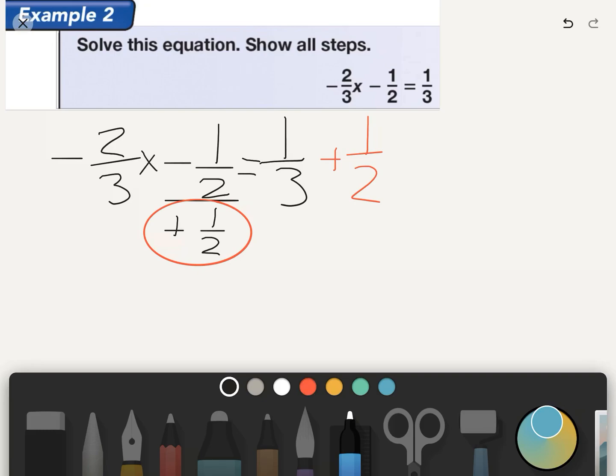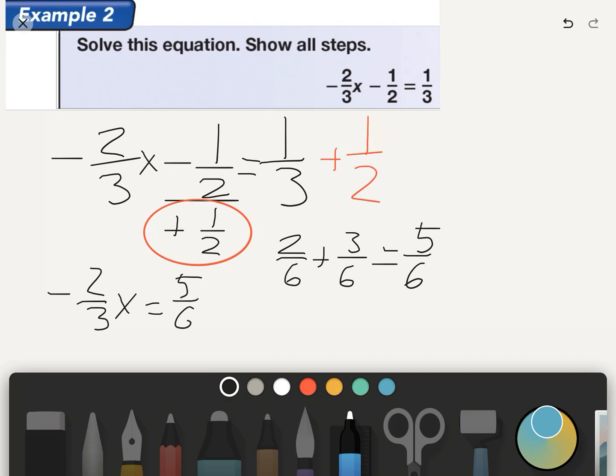And of course, in order to do this, we need to find our least common multiple. So in this case, it will be 2, 6 plus 3. 6 equals 5/6. So rewriting our equation here in a simplified form, we've got negative 2/3 times x equals 5/6. So now we need to multiply by the reciprocal.